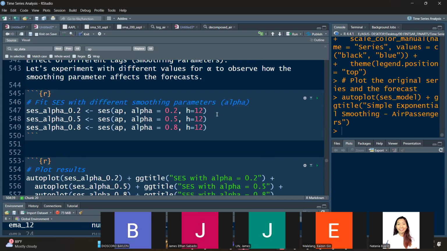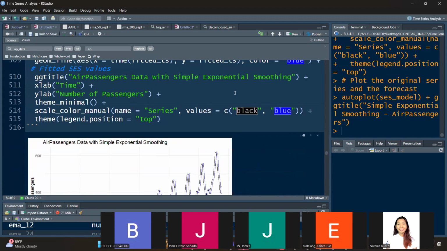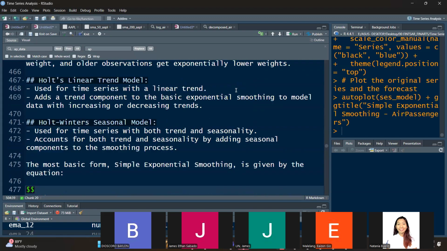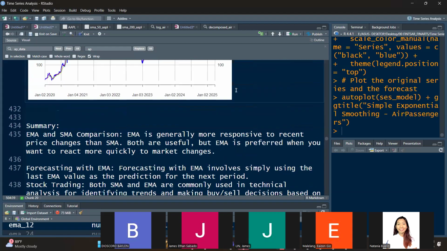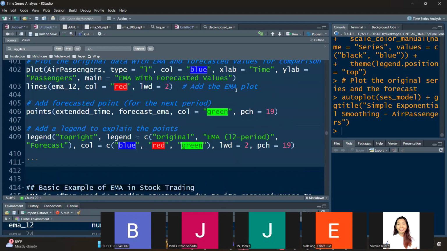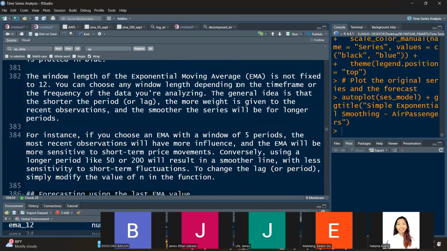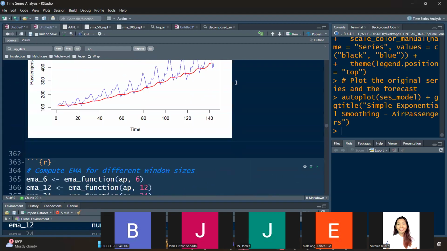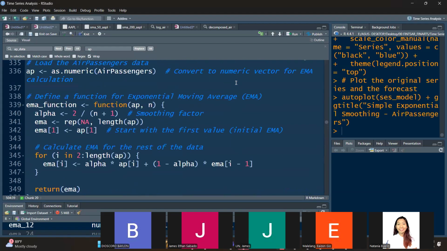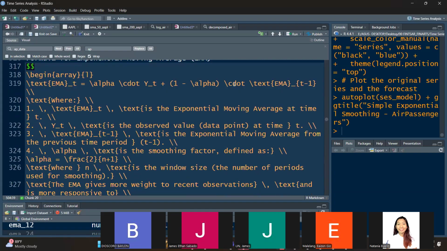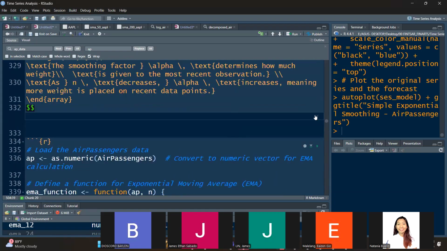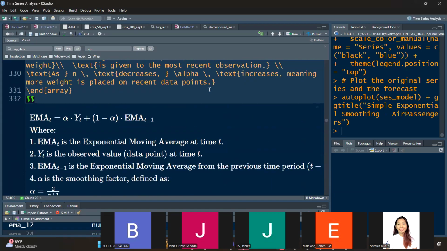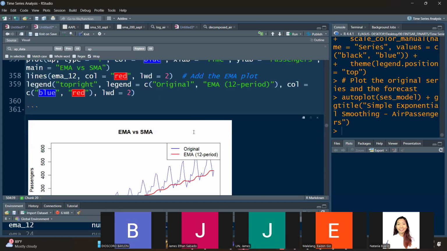If you recall, class, what's the formula for exponential smoothing? Let me go back to our formula. It's alpha times your past value. Okay, where's the formula, please? Here. Oops, that's EMA.